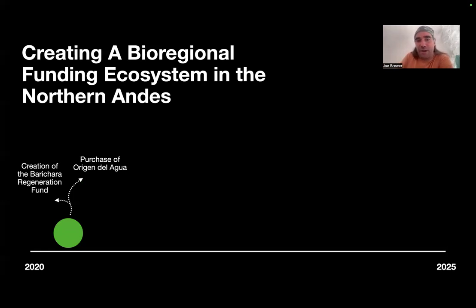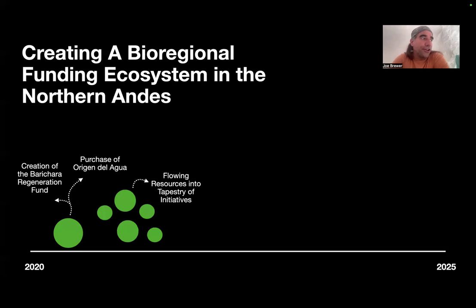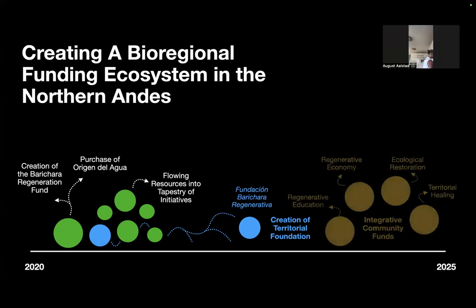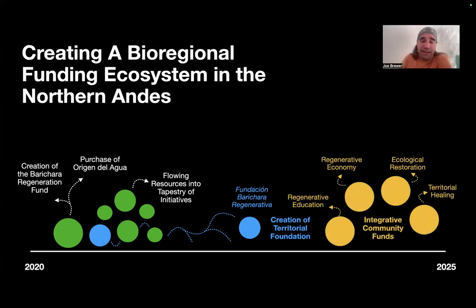And then I had a little bit of extra money, so I invited local regenerative processes to collaborate. We began flowing resources into a tapestry of regenerative initiatives in Barichara. We were invited into a process of learning about territorial foundations. So over a period of about 3 years, we created Fundación Barichara Regenerativa, which was legally constituted in the beginning of 2024. And we then created, through this process, these different thematic areas of community funds: a regenerative education fund, a regenerative economy fund, an ecosystem restoration fund, and a territorial healing fund.